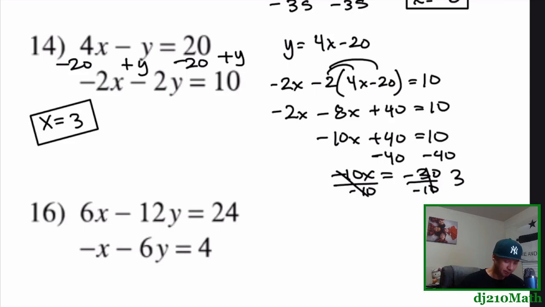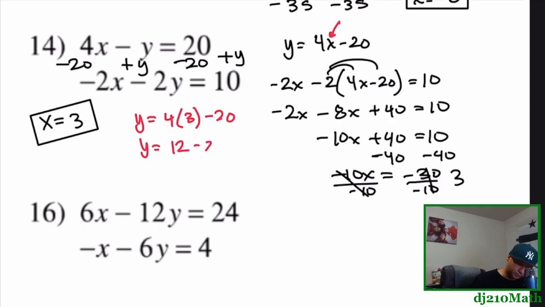Let's plug that into the top one. Look, I'm plugging it into here. So that's going to be y is equal to 4 times 3 minus 20. y is equal to 12 minus 20. y is equal to negative 8.